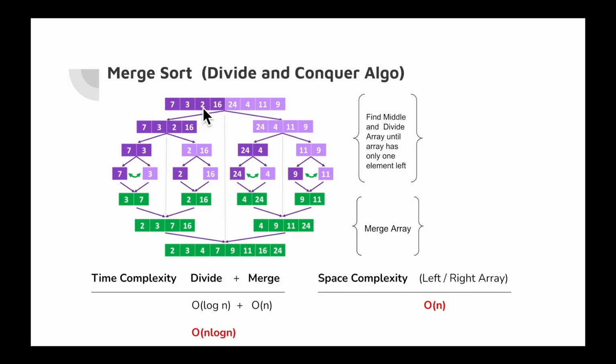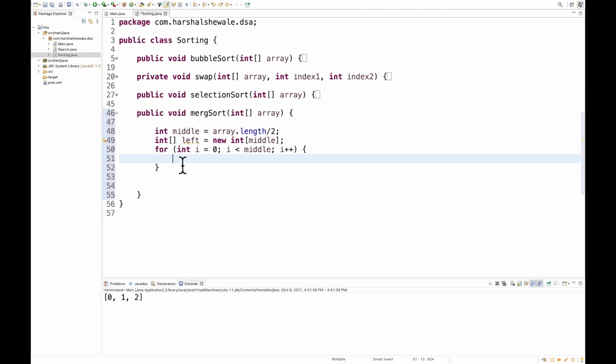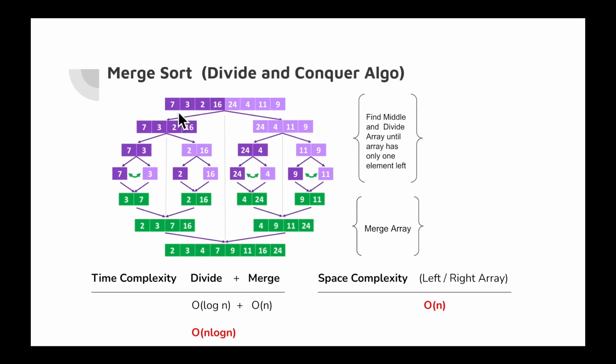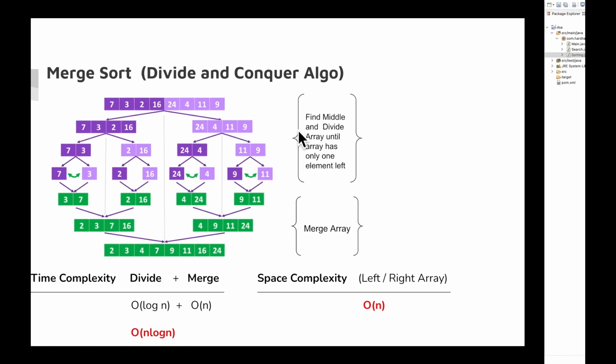So I goes from 0 to middle, and we have to put, let's say this is array of I, and this is the left array, left of I. So left of I is equal to array of I. Sorry, this is not 0, this is I. Then what we did, we just copied the first half of the input array into the left array. Now the second half of this array we have to copy into the right array.